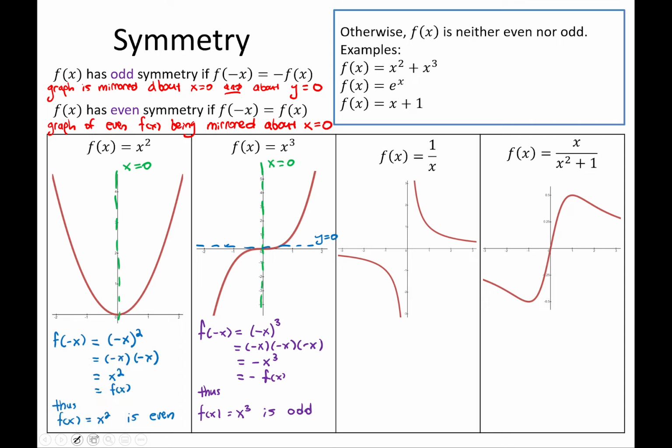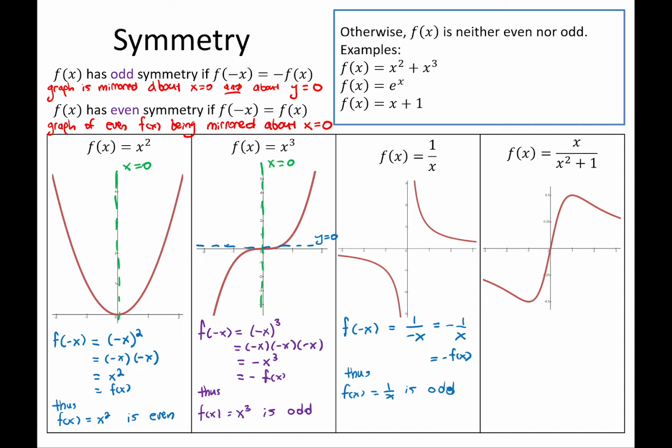Okay, let's do the next one. f of x is 1 over x. Let's see if that's even or odd. f of negative x is 1 over negative x. Now this minus sign can be brought anywhere you want, including in front. So that's negative f of x. Thus, f of x equals 1 over x is odd. You can see that feature manifested in the graph, that it's reflected about the x-axis and then again reflected about the y-axis.